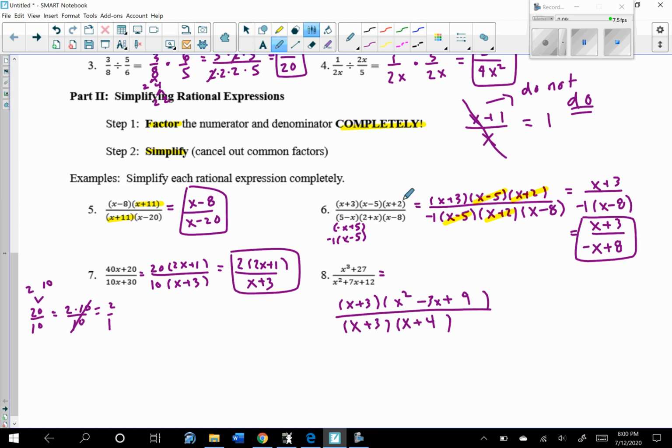And then I would notice that I have common factors here that can cancel. And then this trinomial doesn't factor any further, which we talked about when we talked about factoring special patterns. It doesn't factor further. So x squared minus 3x plus 9 over x plus 4 would be my answer. Now again, you cannot cross out those x's because they are attached to other terms.